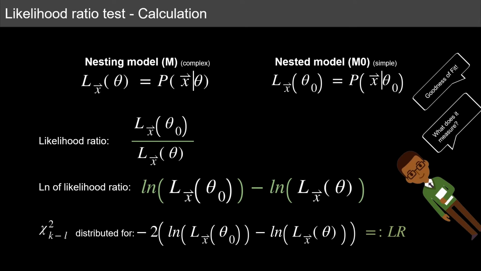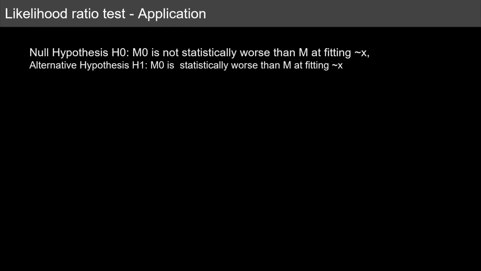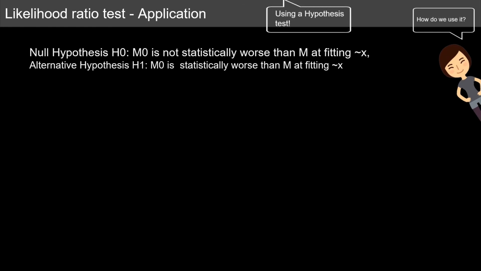Due to this interesting property of the LR, we can perform a hypothesis test. Therefore, we are using a null and alternative hypothesis. The null hypothesis, H0, indicates that the simple model M0 is not statistically worse than M at fitting X. The alternative hypothesis, on the other hand, means that M0 is statistically worse than M.